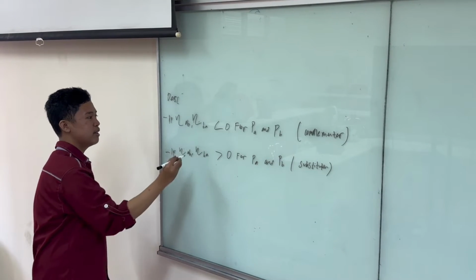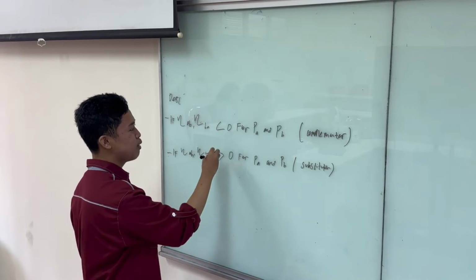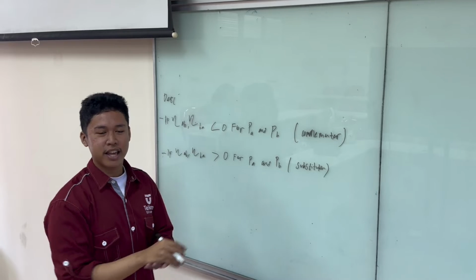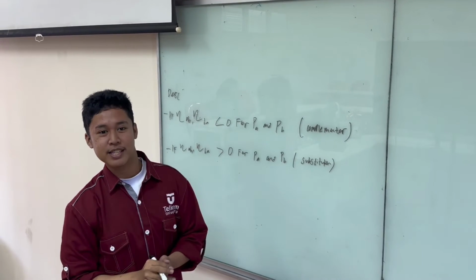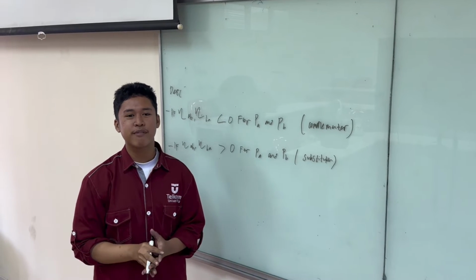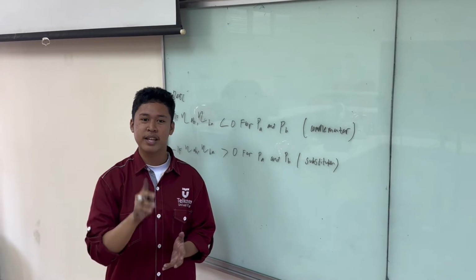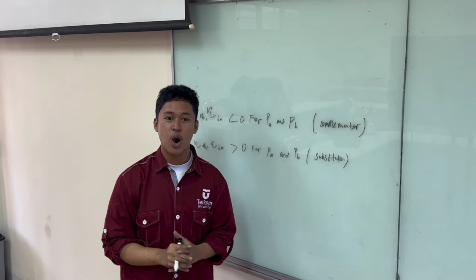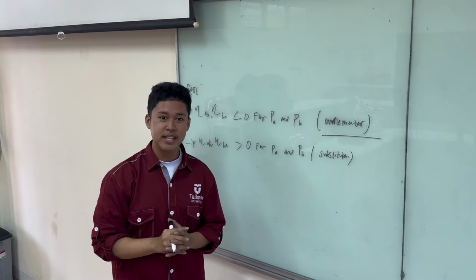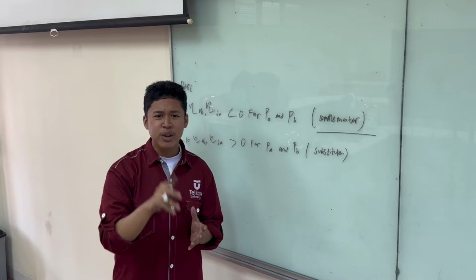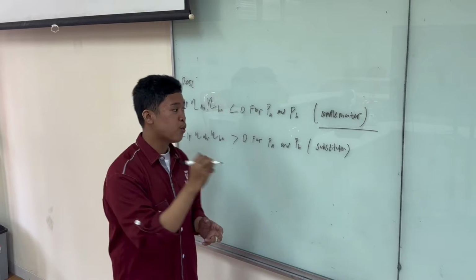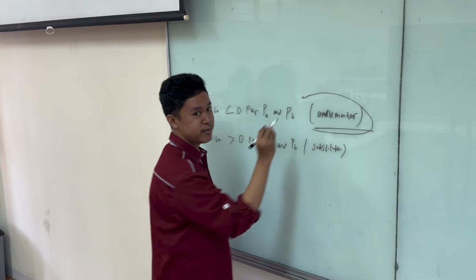If nu AB and nu BA are smaller than 0 for certain PA and PB, this means goods A and goods B complement each other, or are complementary. And guys, this means that a decrease in the price of one good will be followed by an increase in demand for both. This is for the smaller one.